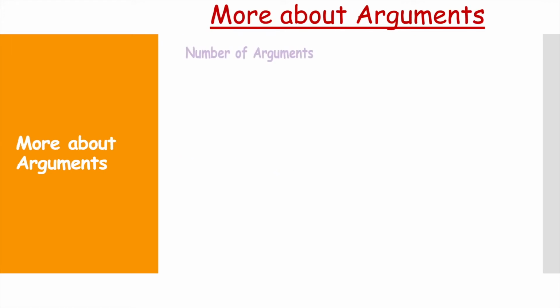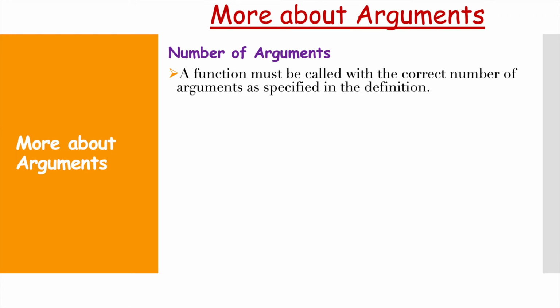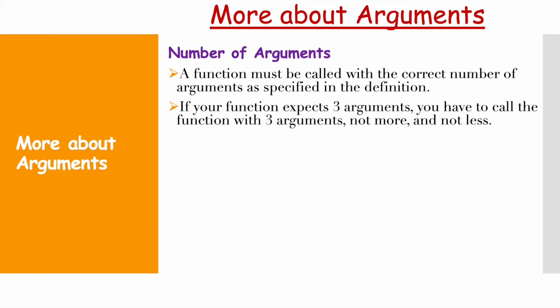Now let's see a bit more about the number of arguments. A function must be called with the correct number of arguments as specified in the definition. When you are defining the function and specifying your parameters within the parenthesis, you have to call the function with the exact number of arguments which you have passed during its definition. For example, if your function is expecting 3 arguments, you have to call the function with 3 arguments, not more and not less. Otherwise, it is going to give you an error.